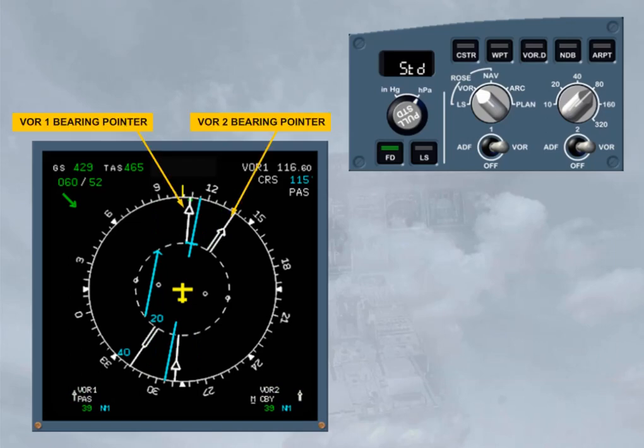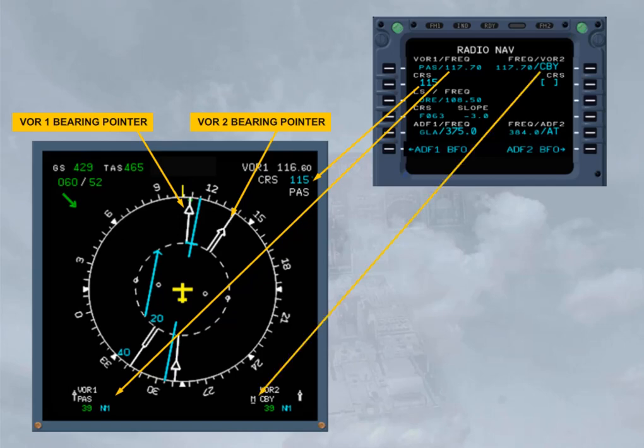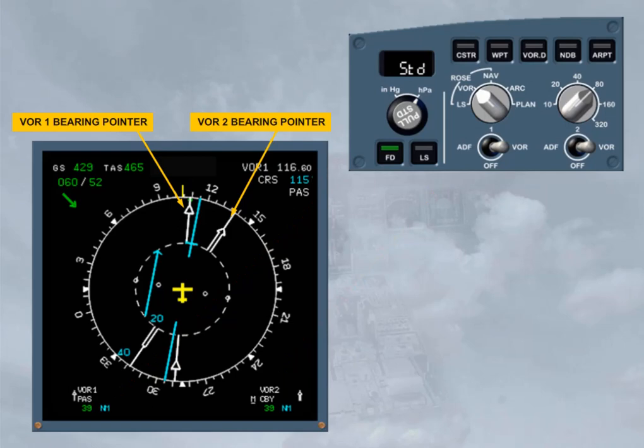The two white VOR bearing pointers are now visible. As you can see, on the RADNAV page, the VOR1 is auto-tuned with its course manually entered, and the VOR2 is manually tuned. You have seen the two raw data displays. Now, let's look at the ROSE NAV display.